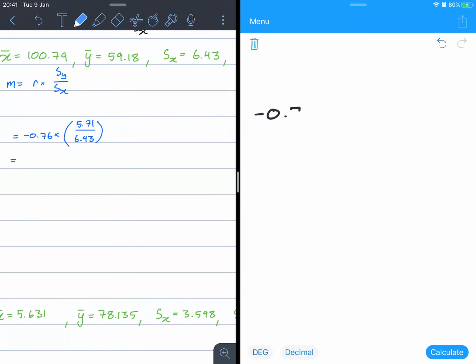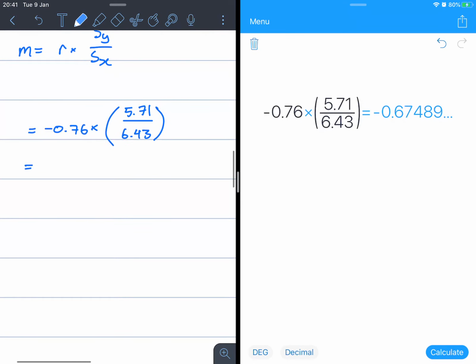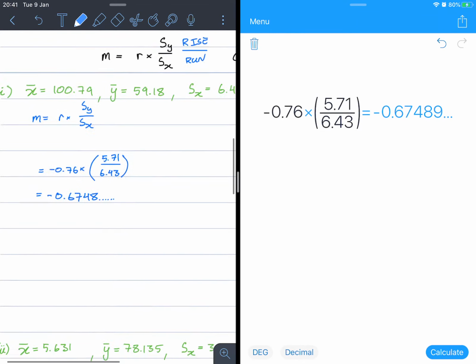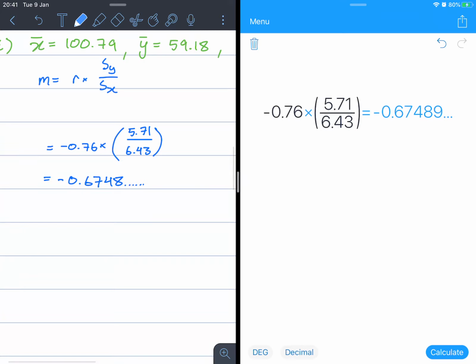Negative 0.76 times 5.71 over 6.43. Calculating, we get negative 0.67489... We're going to round this later to however many decimal places we need, but for now we're going to just use the entire value.